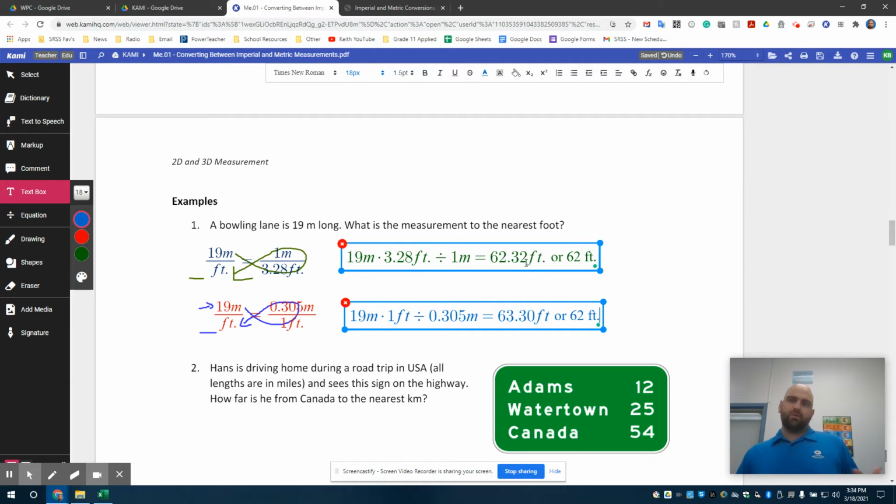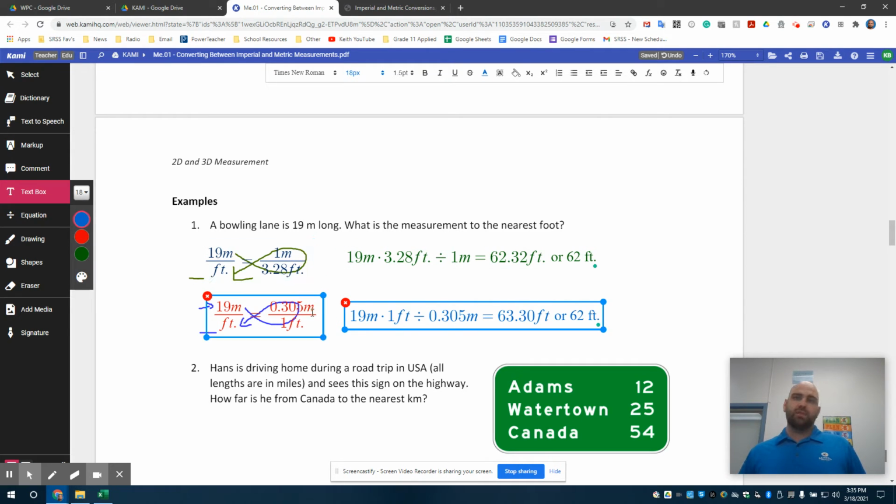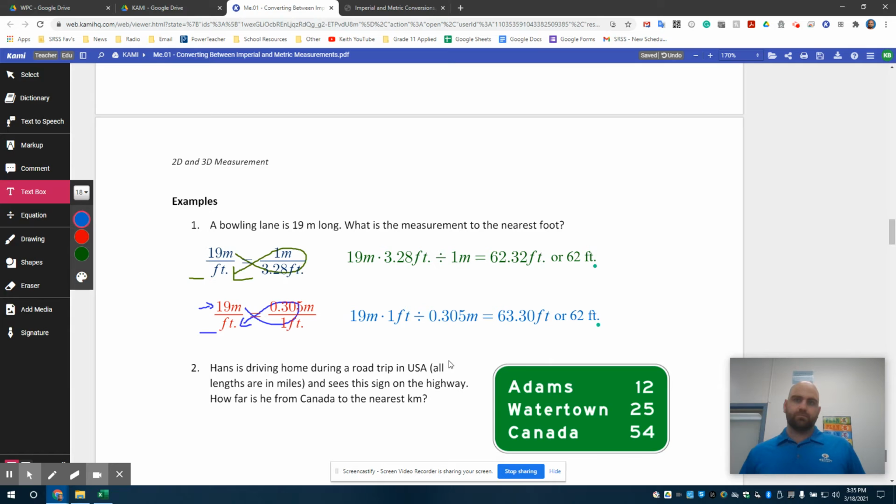We're still very similar. Again, because we're rounding off our conversion rates, it's going to make it a little bit different. But we could do it either way. You could use either one of those ratios.